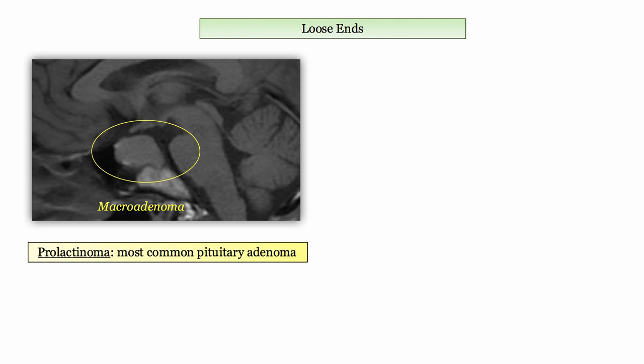And finally, two loose ends. Be aware that prolactinomas are the most common adenoma of the pituitary. Sometimes you need this little piece of trivia to nail the correct answer.